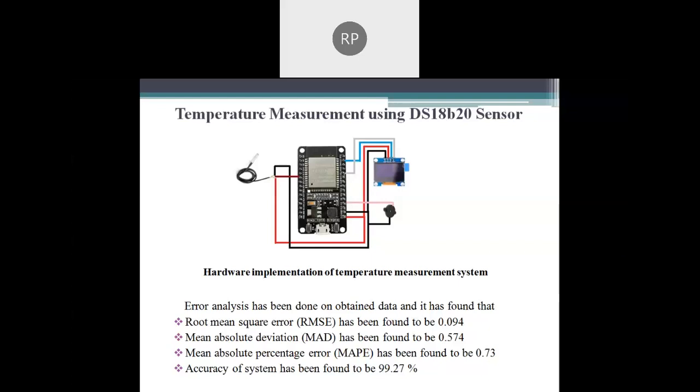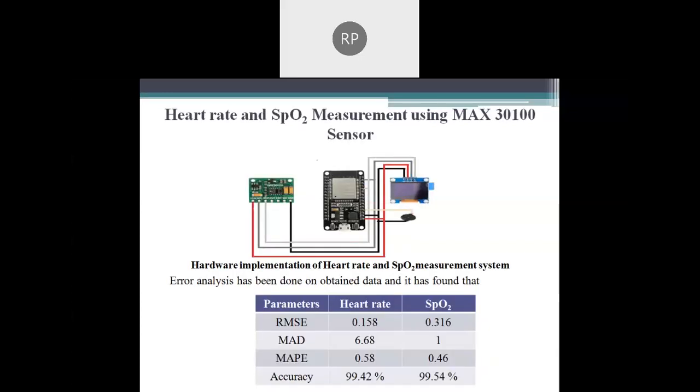This system has been tested on 10 different subjects, and the statistical error analysis method has been applied and the different errors have been calculated. The RMSE error has been found to be 0.09. Mean absolute deviation error has been found to be 0.574. Mean absolute percentage error has been found to be 0.73, and the accuracy of the system has been achieved to be 99.27%. Next slide.